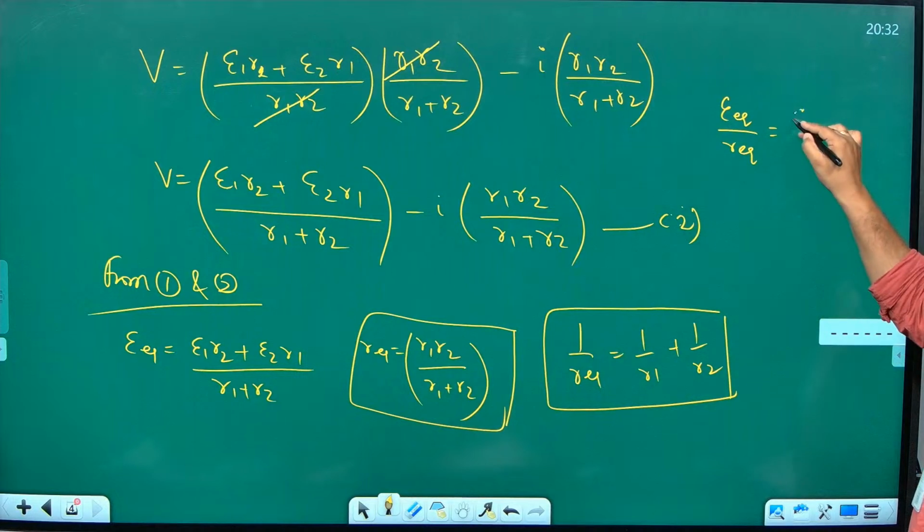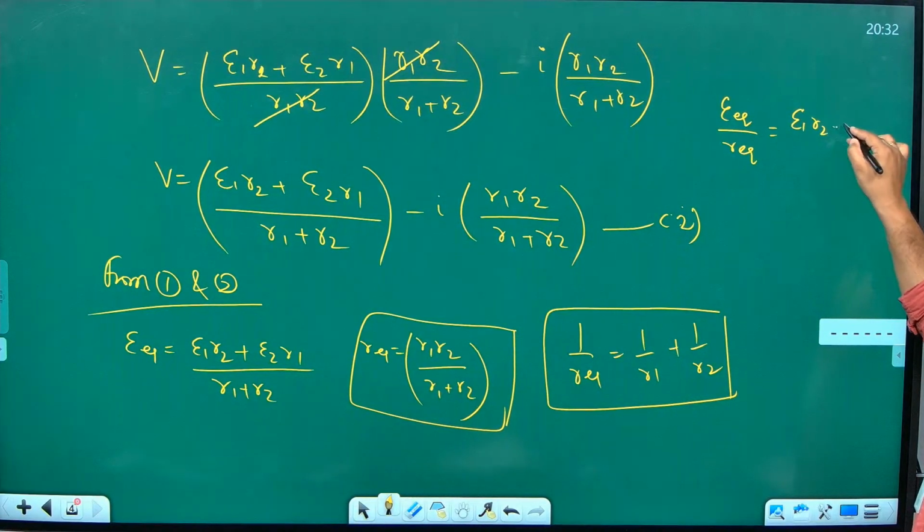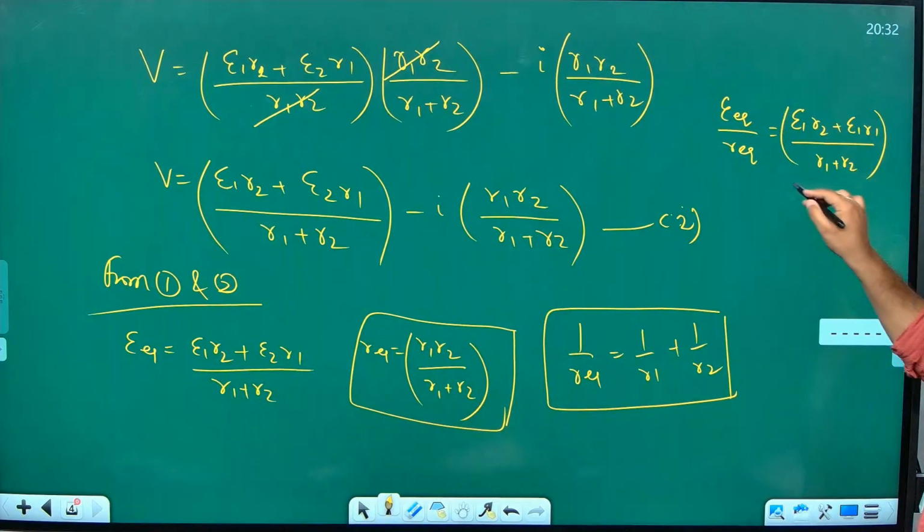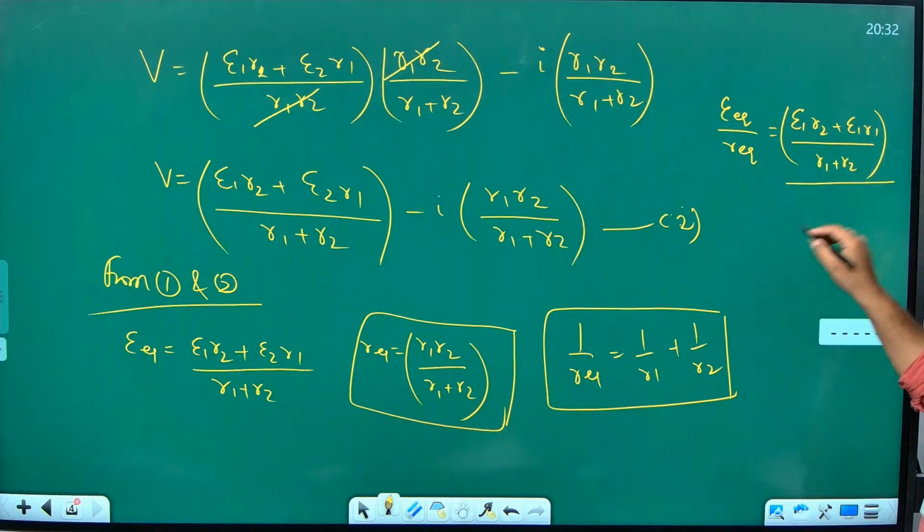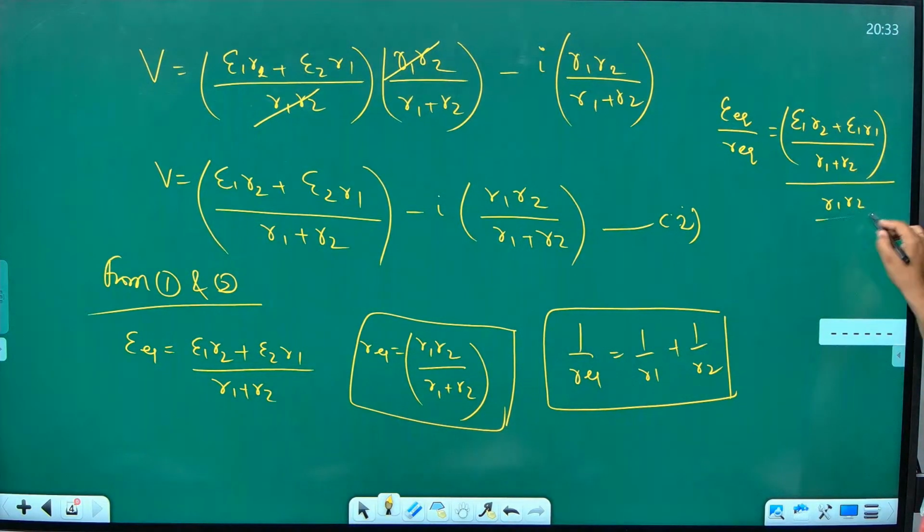E equivalent is E1 R2 plus E2 R1 by R1 plus R2. It has to be divided by what? R equivalent. What is R equivalent? R1 R2 by R1 plus R2. Excuse me, sir. Tell me. Sir, E1 R2 plus E2 R1, right?